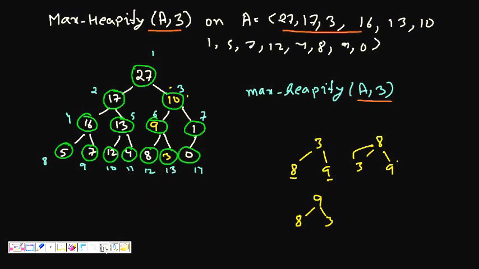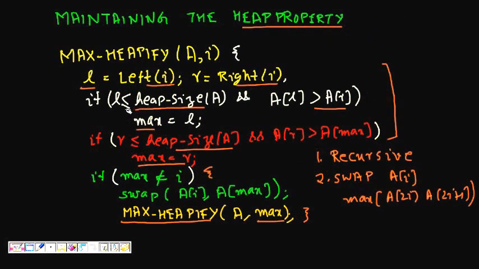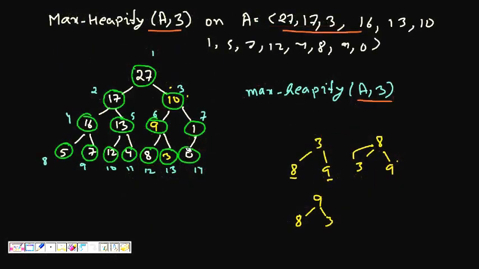How is this taken care of? The condition L is less than or equal to heap size is not followed, and R is less than or equal to heap size is also not followed for that node, and hence it will come back. So for this node, its left is 26 and right is 27, and the heap size is just 14. So now the recursion will stop, and max heapify A comma 3 is done.